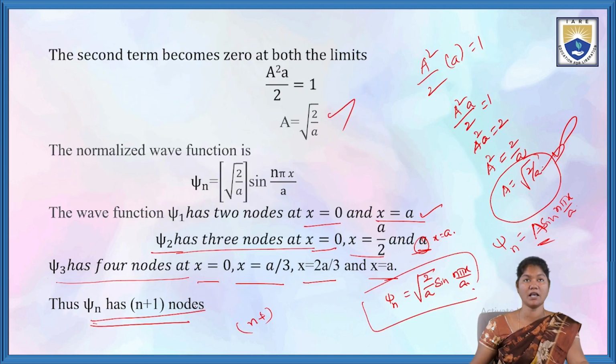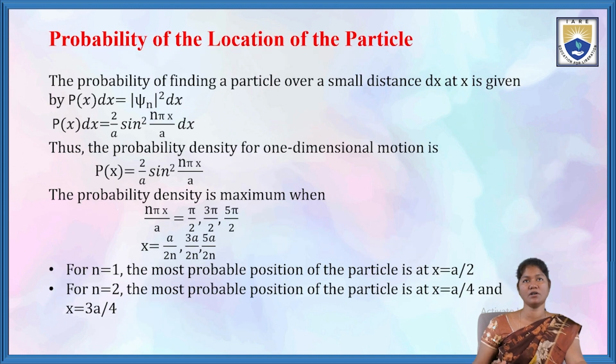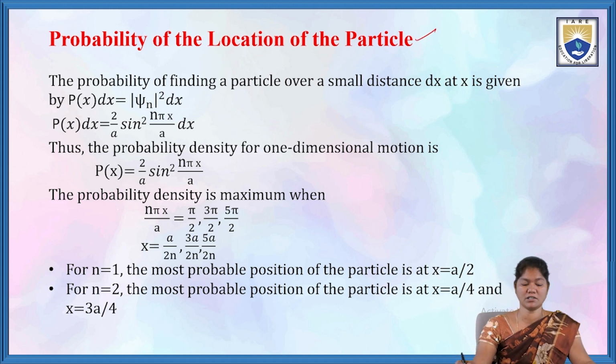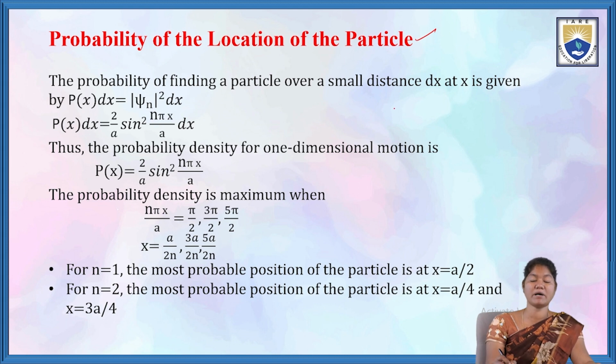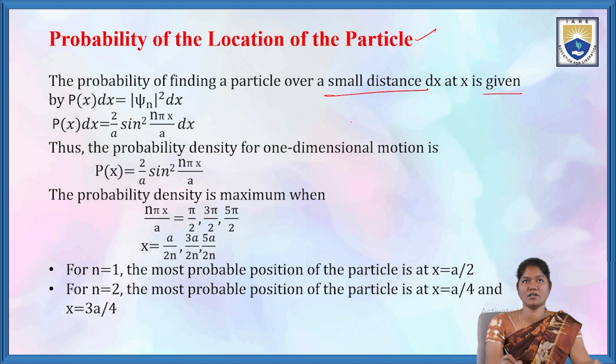So psi n has n plus 1 nodes. Now we see the probability of the location of the particle. The probability of finding a particle over a small distance dx at x is given by p of x dx is equal to modulus psi n square dx. So p of x dx is equal to 2 by a sine square n pi x by a dx.